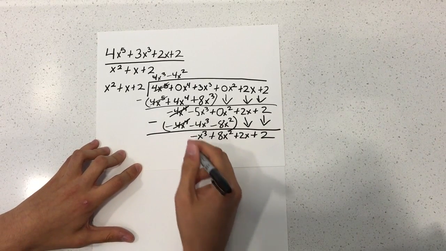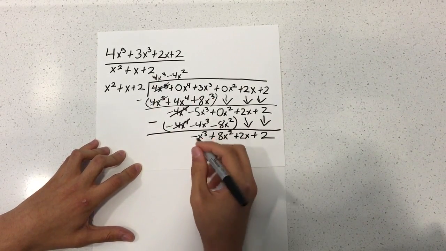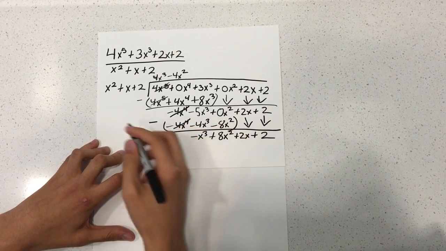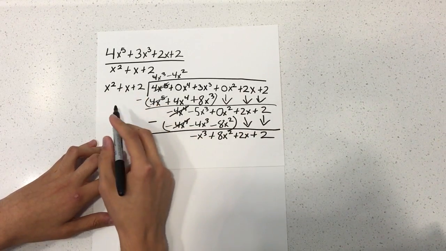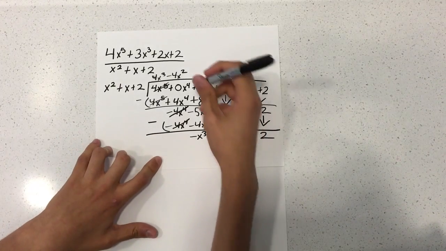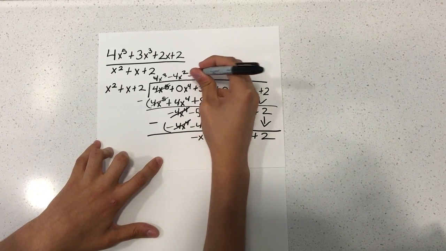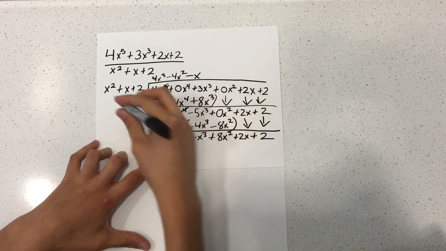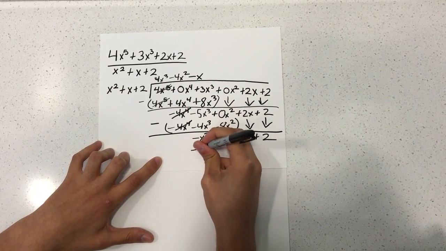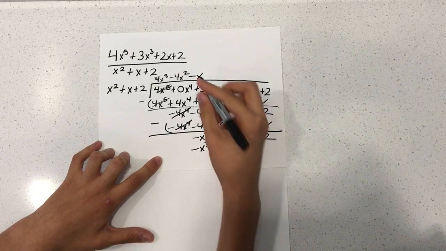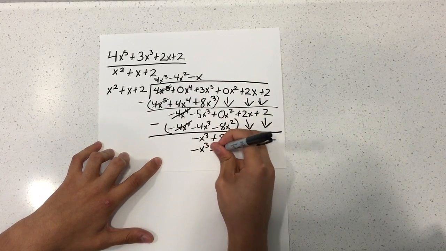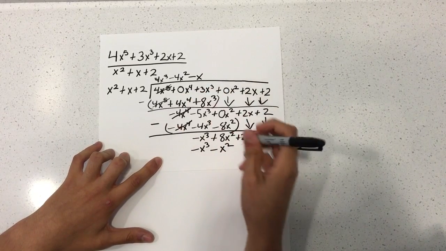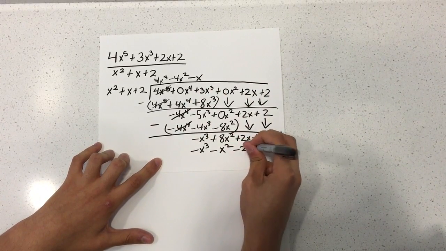Nothing's changed, we'll just repeat what we've been doing. We look at the negative x^3, and we determine what we should multiply the denominator by to get this, which is negative x. Negative x times x^2 gives us negative x^3. Negative x times x gives us negative x^2. And negative x times 2 gives us negative 2x.